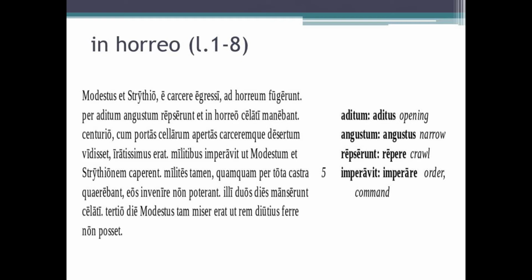He ordered the soldiers to capture Modestus and Strithio. The soldiers, however, although they were searching through the whole camp, were not able to find them. They remained hidden for 2 days. On the 3rd day, Modestus was so miserable that he was not able to bear the situation any longer.